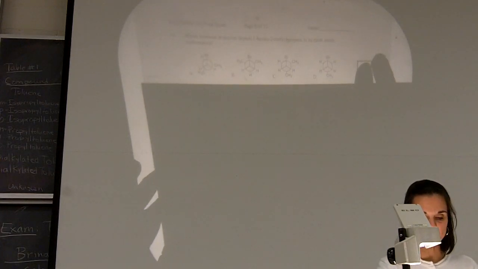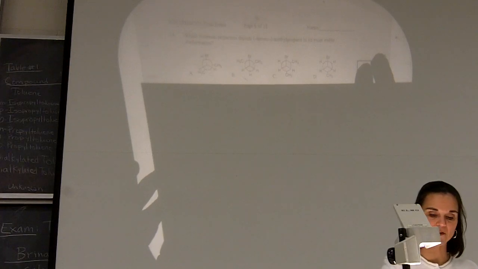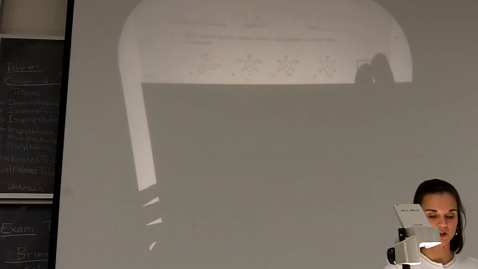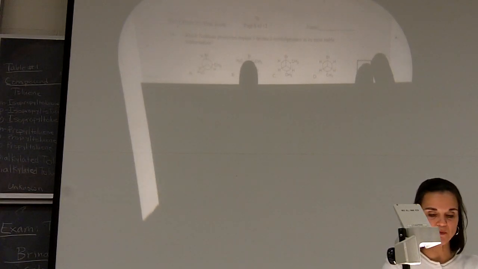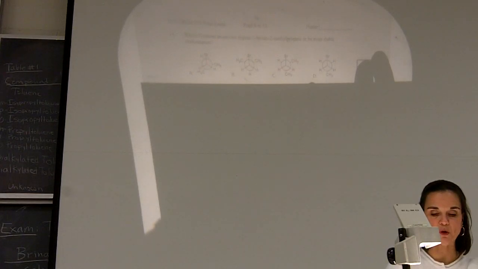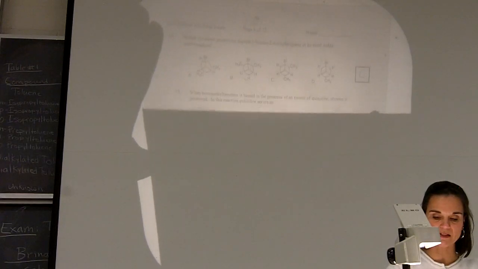Which Newman projection depicts 1-bromo-2-methylpropane in its most stable conformation? A, eclipsed? No. B, would that be its most stable? No, because you've got both methyl groups interacting with the bromo group, which bromines are fairly large, so they'll have some interaction there. C, yes, that would be the best way to spread out those methyl groups. And D, why is D not true? It's just one bromopropane. We forgot the methyl group. So the answer is C.